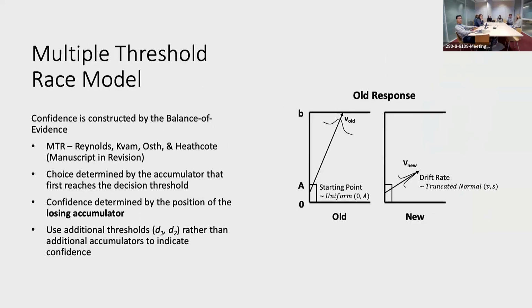So I will now move on to the balance of evidence approach. The multiple threshold race model was recently proposed by Reynolds et al., which assumes that confidence is computed from a comparison between accumulators. The MTR model instantiates the balance of evidence hypothesis by saying that confidence is determined by the difference between the evidence. So a larger difference means you have a higher confidence in your choice. For a simple two-choice decision, it's basically the same as the LBA model, where we additionally allow accumulators to be correlated. The main difference between this model and the LBA model is that it has additional confidence thresholds.